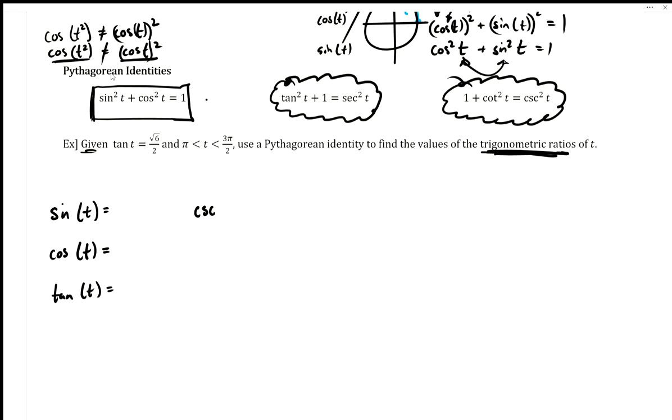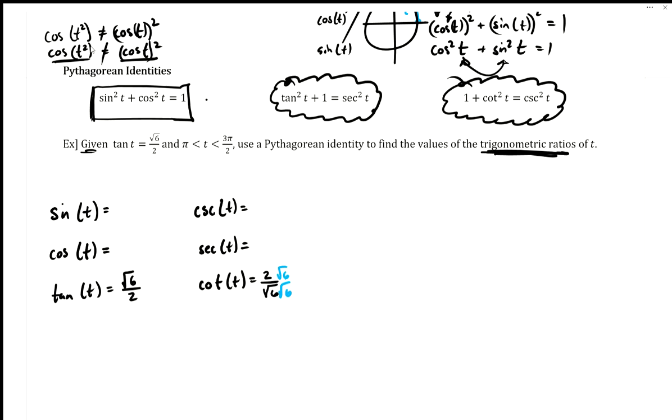So sine of t's reciprocal is cosecant, cosine of t's reciprocal is secant, and tangent of t's reciprocal is cotangent of t. Remember, once we have those three on the left, we just flip their answers for the other three. And they already give us tangent of t. They say tangent of t is the square root of 6 over 2. That means I do have cotangent. We can do it now. Remember, it is, again, just flip your answer and then rationalize the denominator.